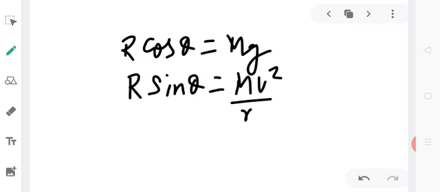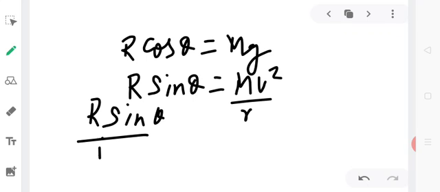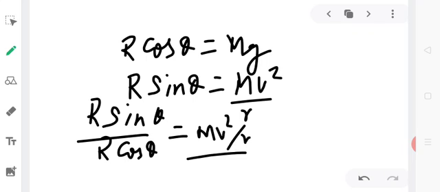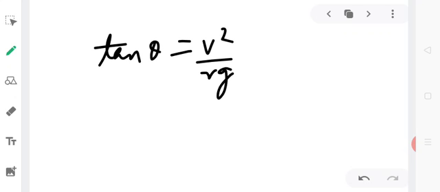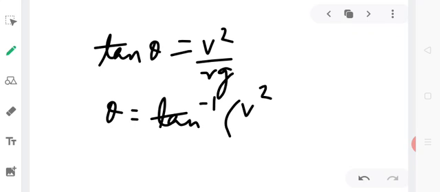So dividing these two equations, we get R sin theta divided by R cos theta, and that is equal to m v square by r divided by mg. So you get ultimately tan theta equal to v square by rg. Therefore, the cyclist should bend through an angle theta given by tan inverse v square by rg, so as to have the necessary centripetal force while going round a curved path. It follows that the angle through which the cyclist should bend will have to be greater if the radius of the curve is small, that is, the curve is sharper, and the velocity of the cyclist is large.